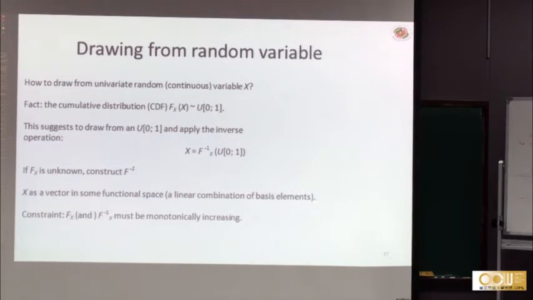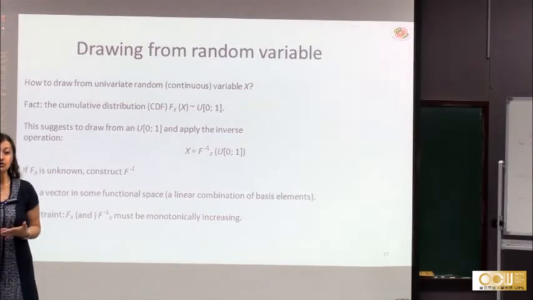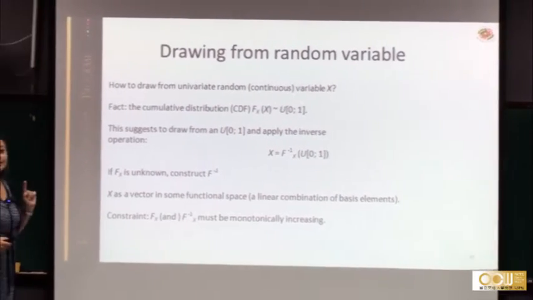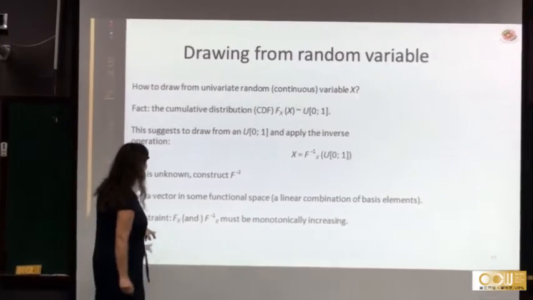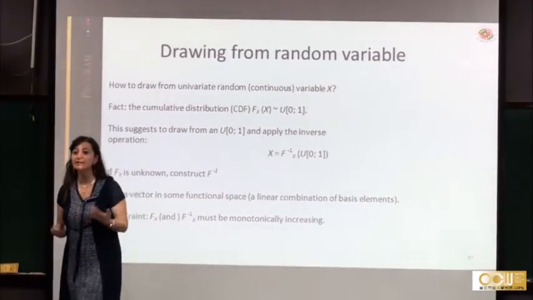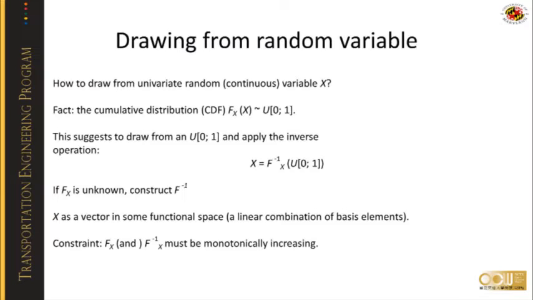So in reality, this x can be any vector in some functional space, right? Can be parametric or can be also non-parametric. The only constraint that you have here is that both fx and f minus x must be monotonically increasing because we are working with probabilities, right? There is an assumption here, and this is the assumption that we make always when we estimate mixed logit.